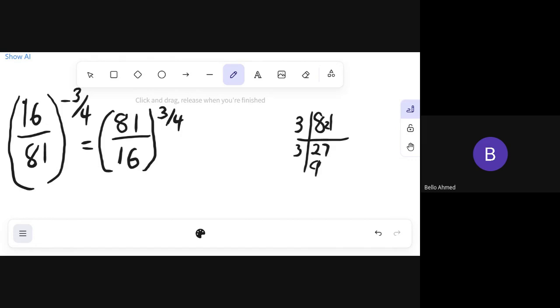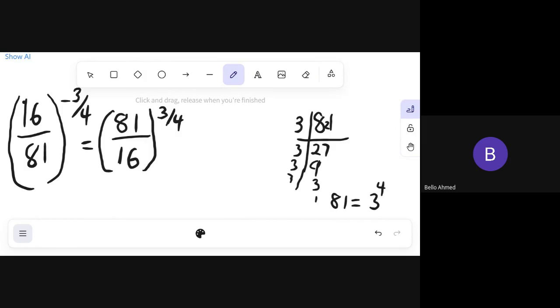3 times 9 is 27. If I use 3 again, it's going to give me 3, and if I use 3 again, it's going to give me 1. So that means 81 can be rewritten as 3 in how many places? 4 places. So 81 is actually 3 raised to the power of 4.